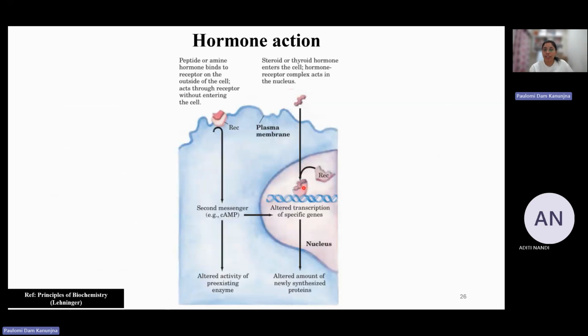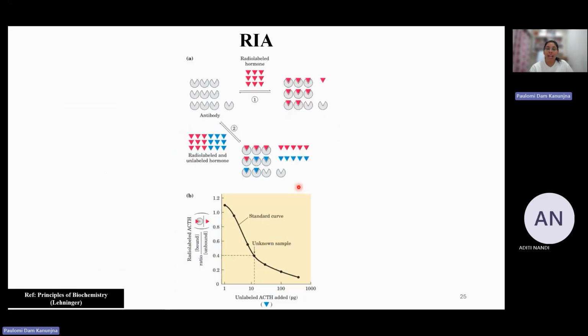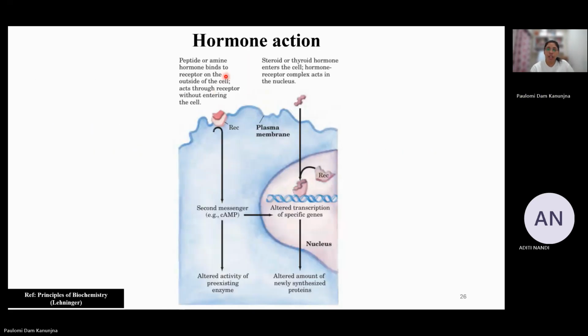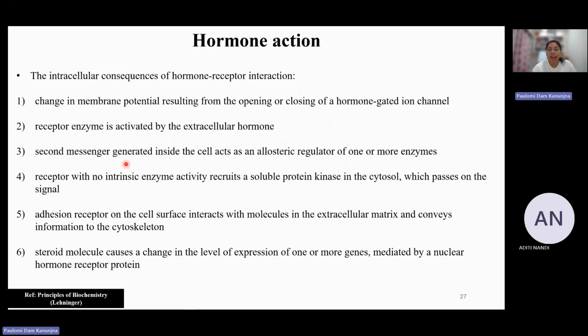If a steroid hormone goes inside, it will bind to its specific gene. But what happens when you have the hormone receptor interaction? You can have a change in the membrane potential because of binding of the hormones to the receptor. Let's say your sodium ions are moving out and calcium ions are moving inside, or potassium ions are moving inside. So you have an opening of the gate and changes in the ions across the transmembrane layer, right? That can also happen.